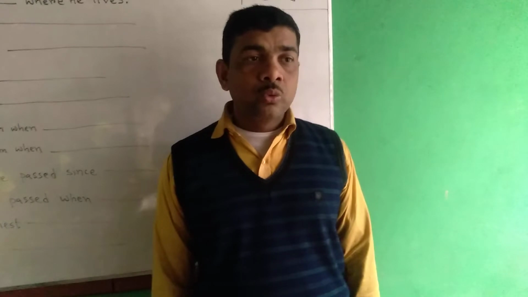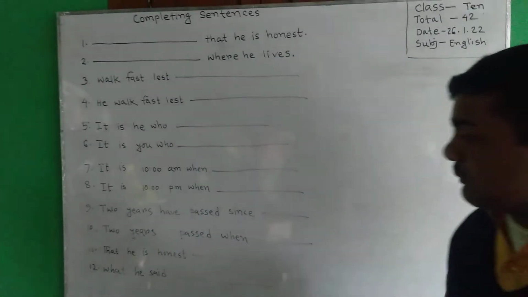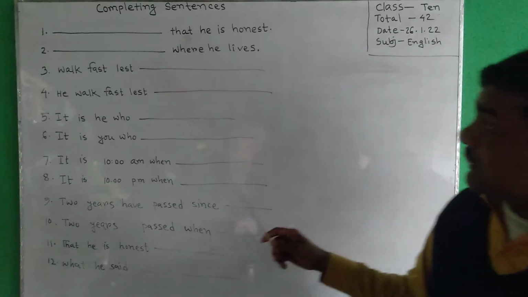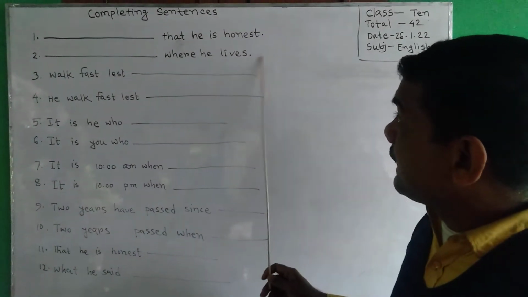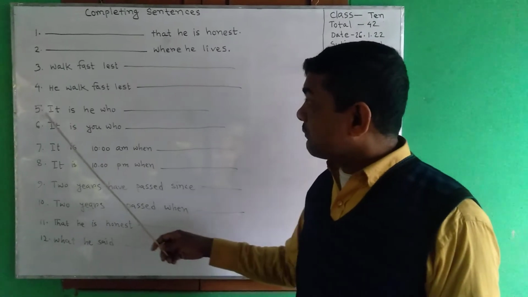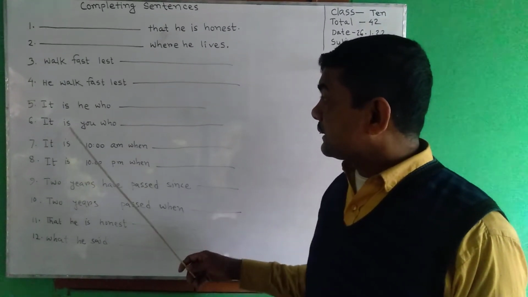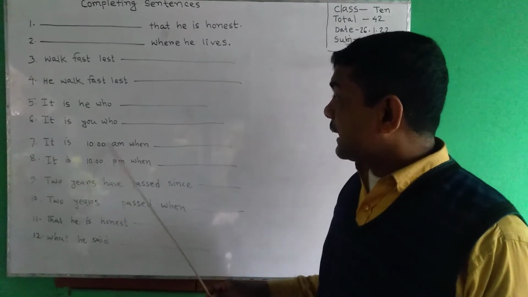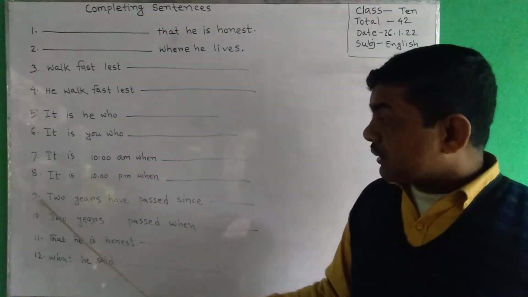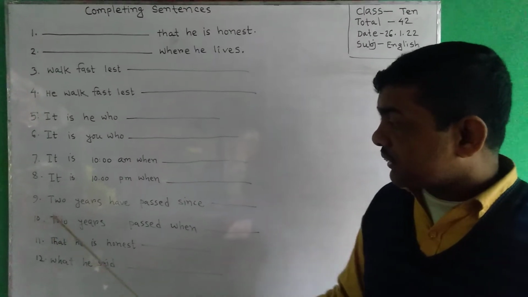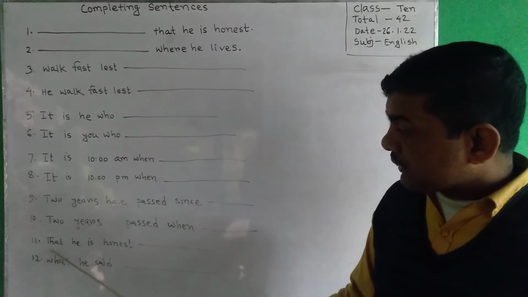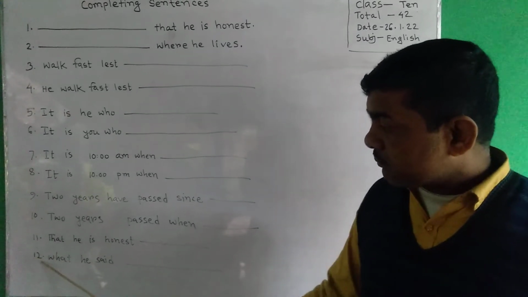Now, you look at the blackboard. Here are some sentences on the blackboard. There are 12 sentences. Here, that he is honest. This is the first sentence. Second sentence, where he lives. 3. Walk fast, lest. 4. He walks fast, lest. 5. It is he who. 6. It is you who. 7. It is 10 a.m. when. 8. It is 10 p.m. when. 9. 2 years have passed since. 10. 2 years have passed when. 2 years passed when. 11. That he is honest, dash. 12. What he said, dash.